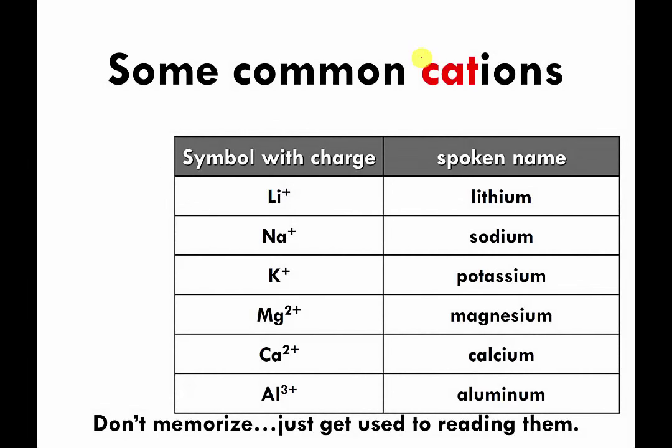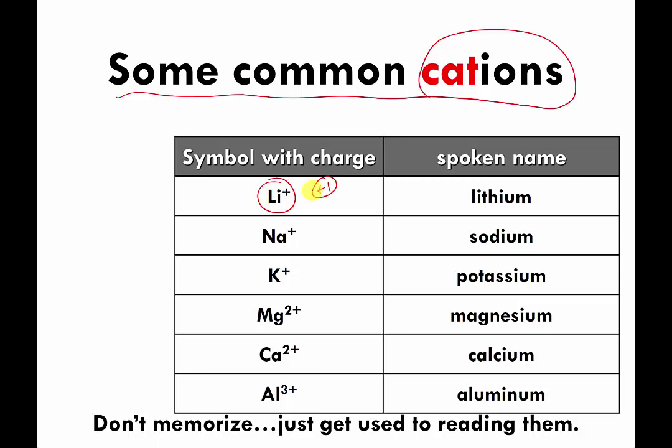Okay, the next two slides are just there to get you accustomed to looking at how you will see different ions written. This slide is showing you a bunch of different cations, and if you remember, cations are atoms or groups of atoms that are positively charged. So this is a lithium ion, a lithium cation in particular, and if you just see a single plus, that means that the lithium has a charge of plus one.